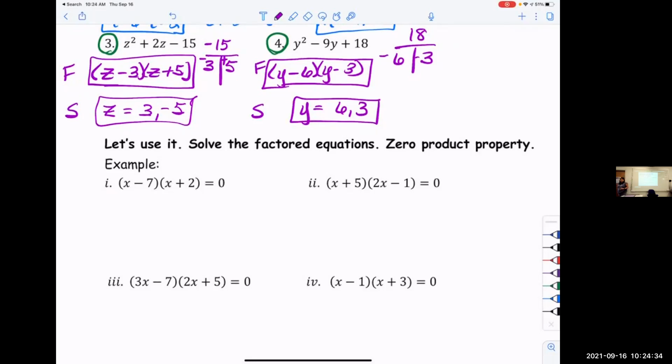You can do it on paper or you can do it in your head. But notice there's some fractions coming. There's still a trick to it. Okay, so before I do it on paper, what are the solutions? 7 and -2. How about this one? -5 and +1/2.